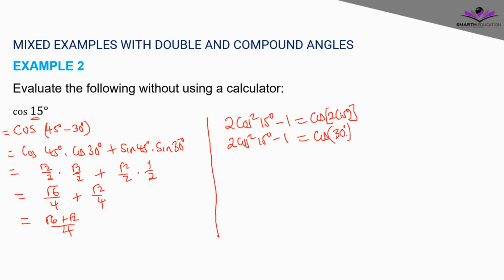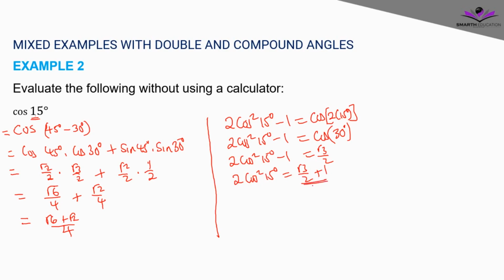And then we know that cos 30 degrees is root 3 over 2. So 2 cos squared 15 degrees minus 1 is equal to root 3 over 2. Add 1 on both sides of the equation. 2 cos squared 15 degrees is equal to root 3 over 2 plus 1.